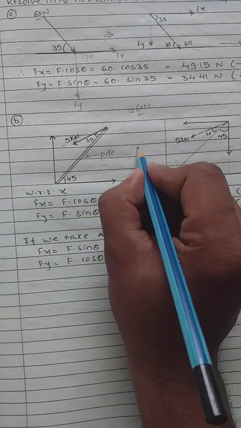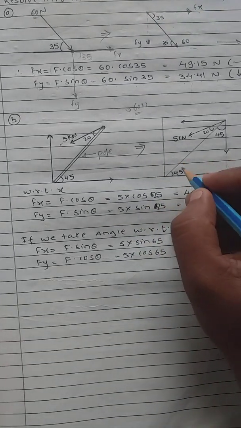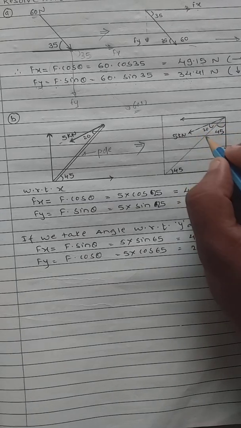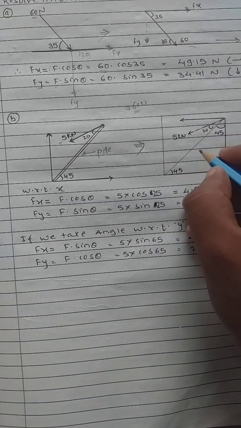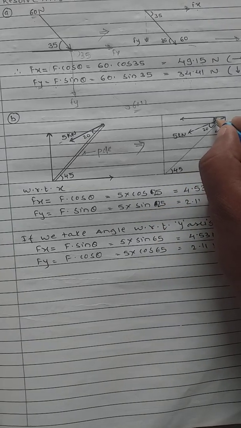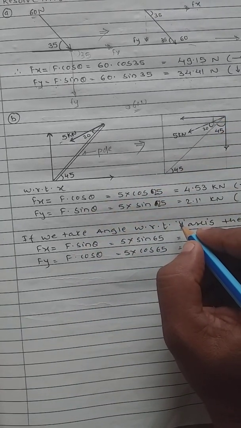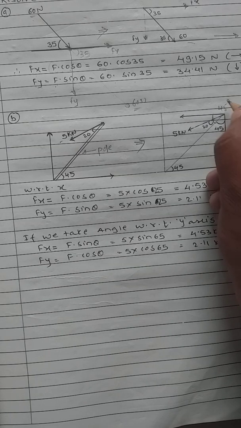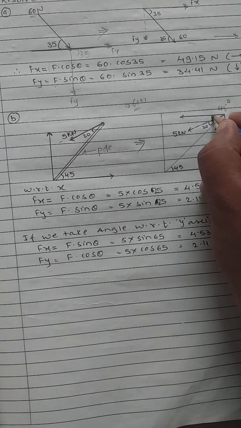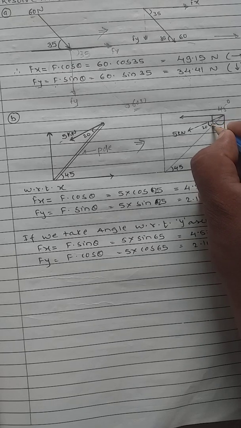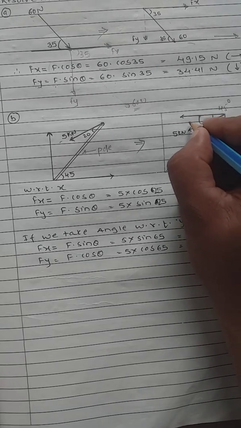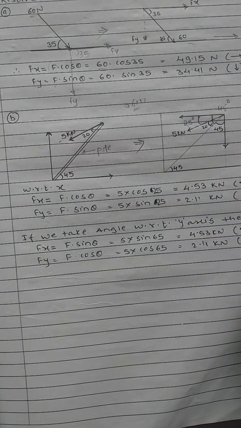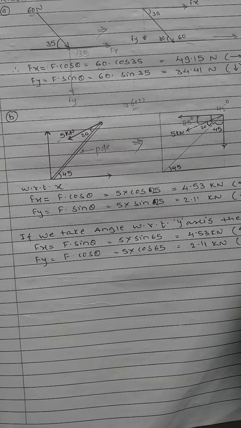Okay, so that's why you can consider here I have written the same system. This is the pole, the 5 kilonewton is applied, this angle is 45 degree. If this angle is 45 degree, this total angle will be 45 degree, right? So if this is 45 degree minus 20, this angle will be 25 degree.